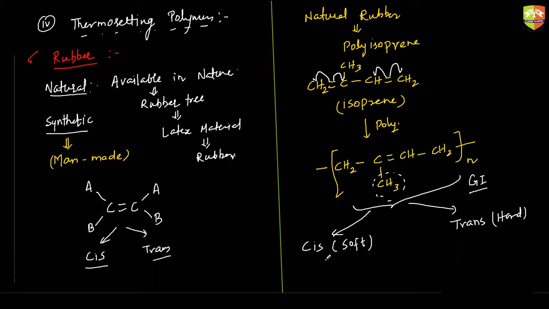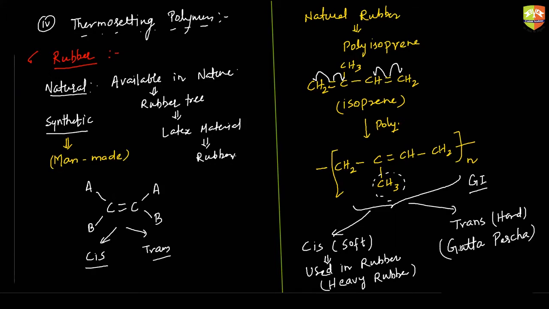This cis form of the molecule only we use in rubber, and we call it Hevea rubber. The trans form is hard in nature. This we do not use in rubber, and we call it gutta percha. G-U-T-T-A P-E-R-C-H-A. Must remember this name. So the cis form of polyisoprene is the natural rubber.